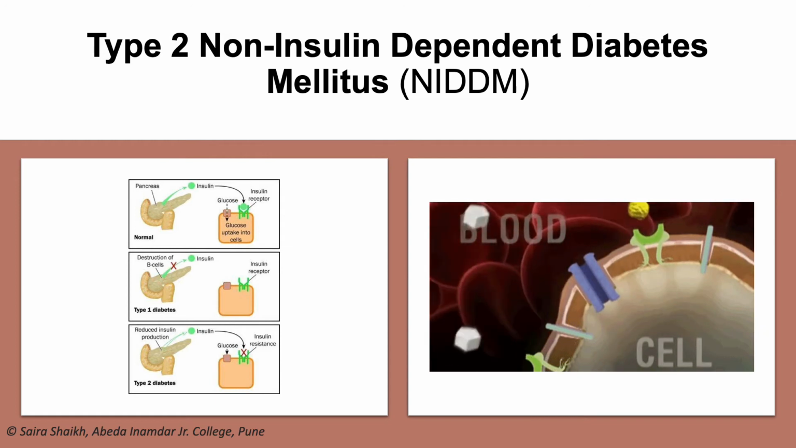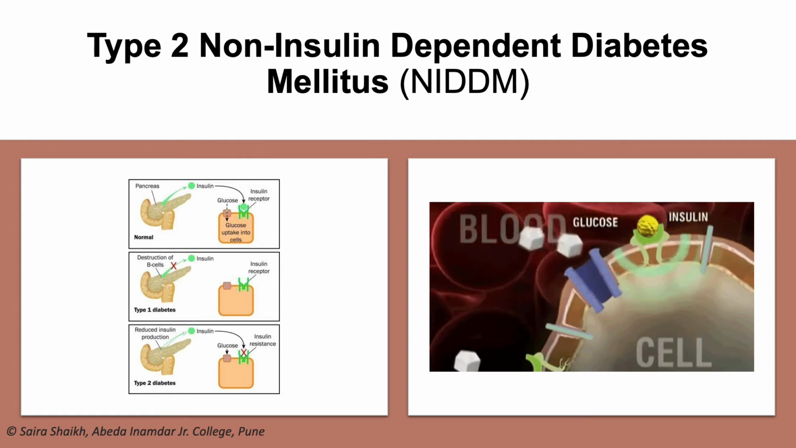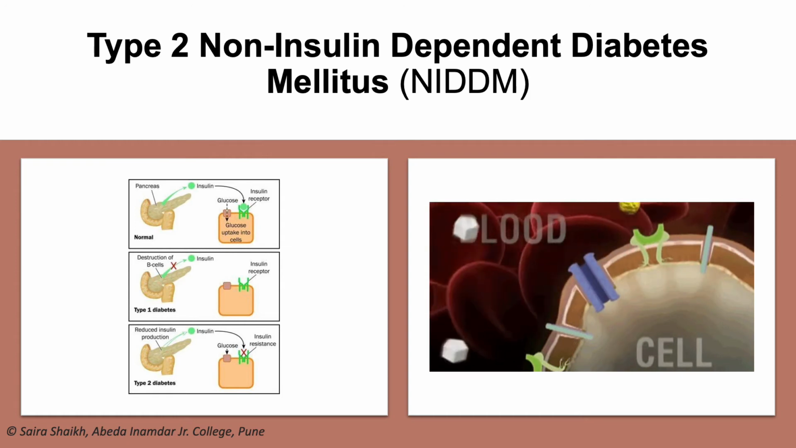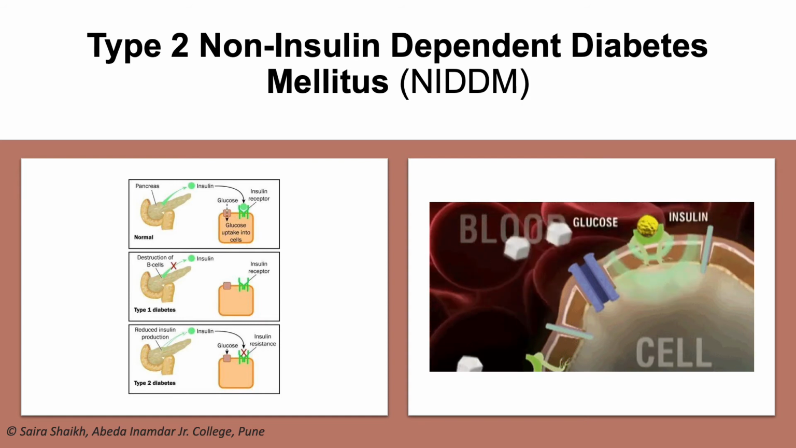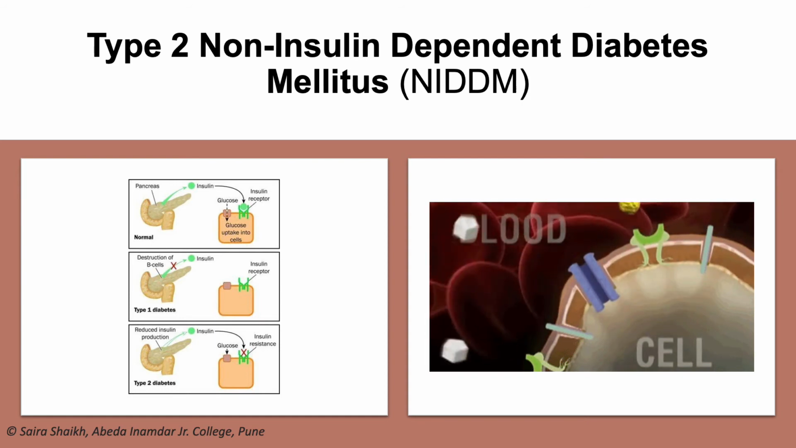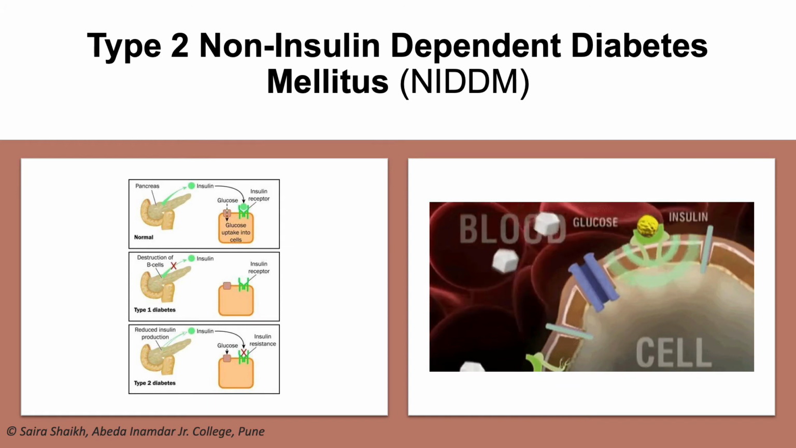In type 2 condition, what happens? In the blood, insulin is present, but this insulin is not able to get locked into the receptor present on the cell. And as the hormone receptor complex is not formed, the glucose does not enter into the cell.